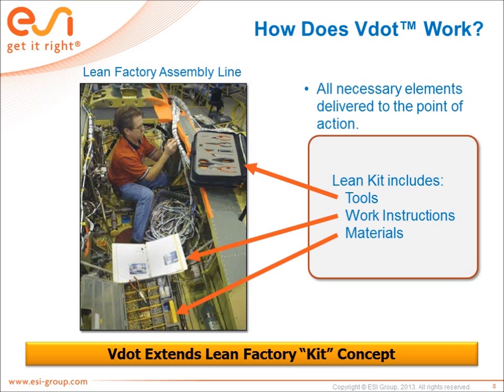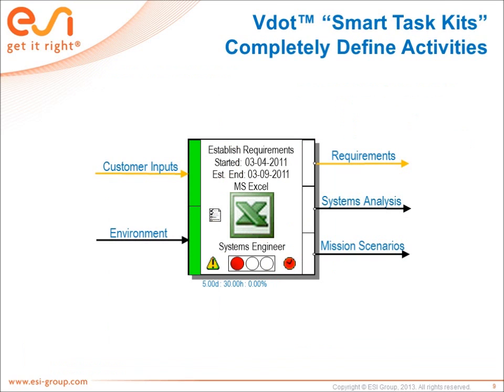Assembly time has been dramatically reduced by eliminating the wasted effort that used to occur when these individuals would have to go to multiple locations and search for everything that they needed. Vdot extends this kit approach to the office environment. In Vdot, Smart Task Kits are used to completely define the steps required to produce your products.